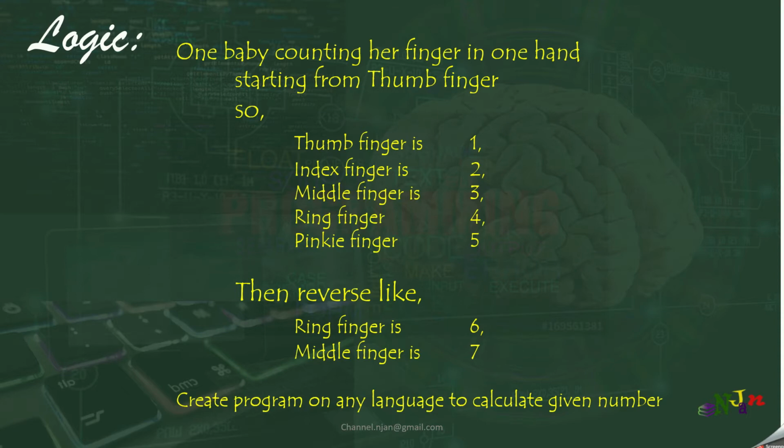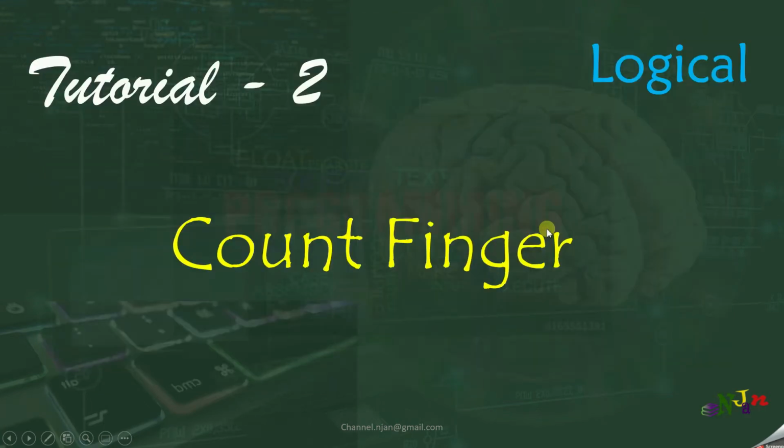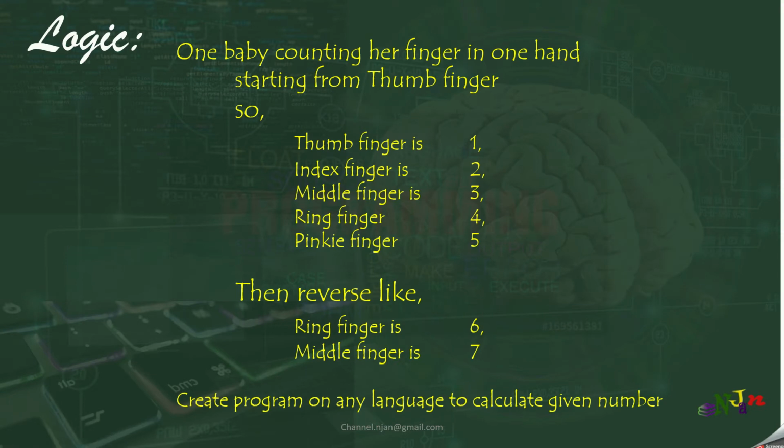You got it, right? Let me show you with the fingers themselves. For example, it is 1 2 3 4 5 6 7 8 9 10 11. So you got it. Now you are clear, right? Okay, this is our logic. You have to create one program. If I say 6, you have to tell ring finger, that is, the particular number is calculated by which finger. That is your logic. You got it, right?